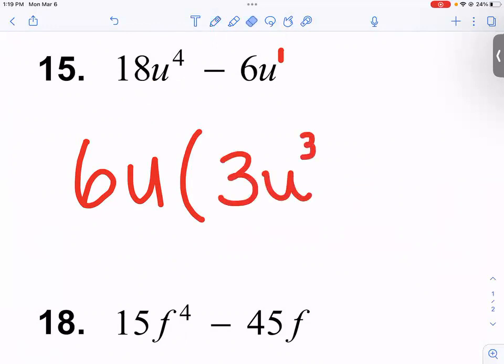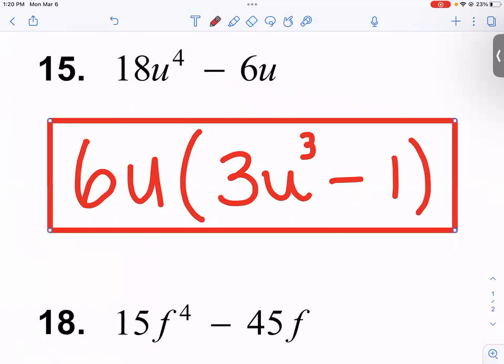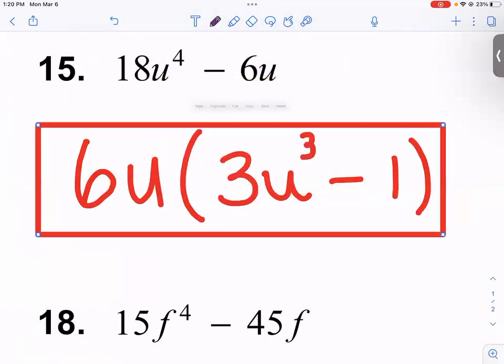Okay, and here it's going to be... what are we going to have? 1. And if you want to check your answer, 6u times 3u cubed is 18u to the fourth. 6u times 1 is 6u.